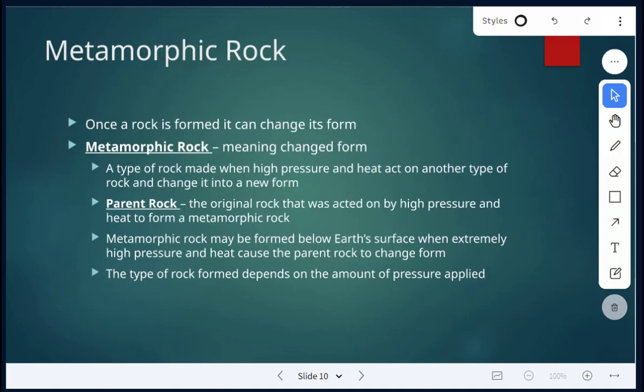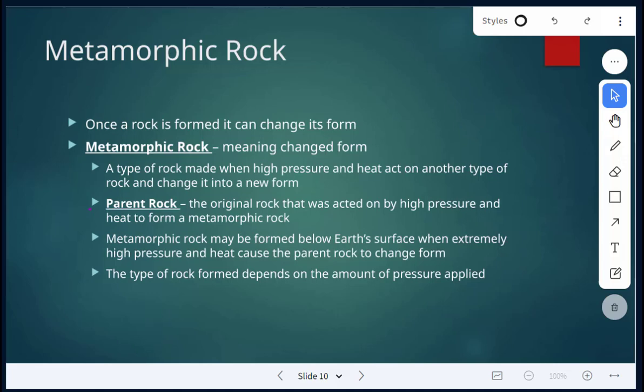So the last type of rock we're going to talk about today is metamorphic rock. Once a rock is formed, it can change its form, and that's what metamorphic rock means. It means changed form. This type of rock is made when high pressure and heat act on another type of rock and change it into a new form. The parent rock, that's another key term, is the original rock that was acted on by high pressure and heat to then form a metamorphic rock.